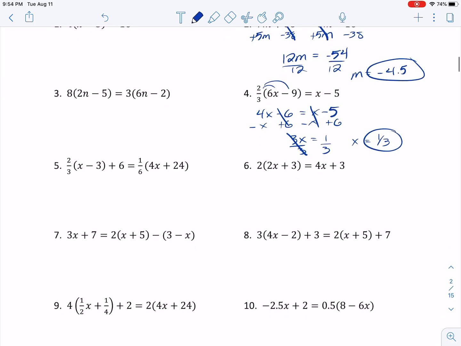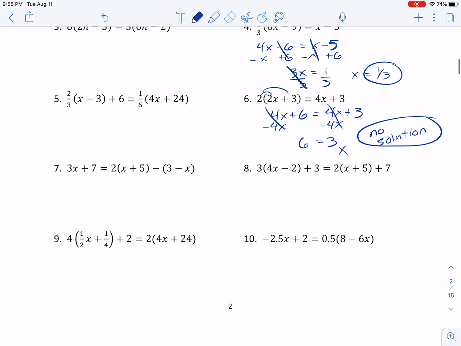For number 6, again, distribute. 4x plus 6 equals 4x plus 3. So perfect. Here's an example where you have the same expression on each side, or like terms, the same exact term, 4x and 4x, but something different being added to that expression. So this is going to be an example where you have no solution. If we just kept solving, we get 6 equals 3. That's not true. No solution. When you're left with an equation that's not true.